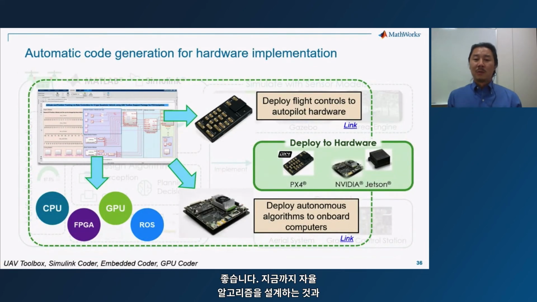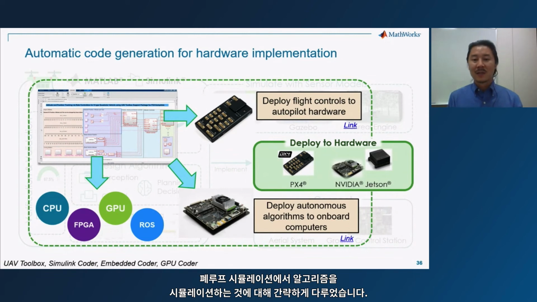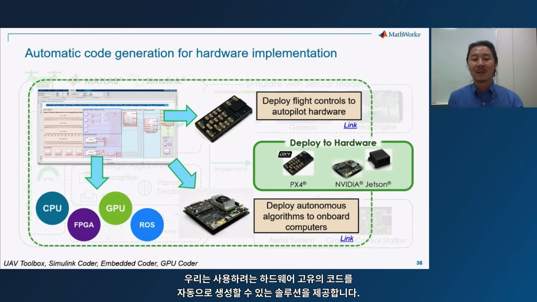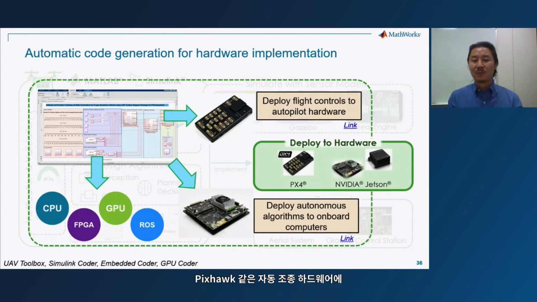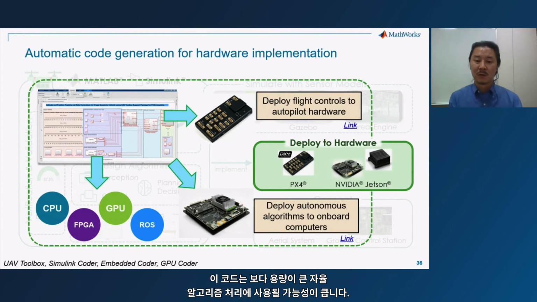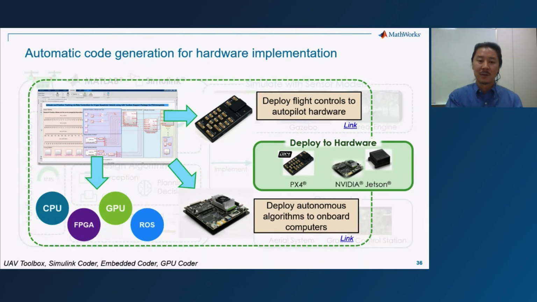All right, very briefly, we did cover designing autonomous algorithms as well as simulating them in closed loop simulations. The next step would be to deploy to hardware. Again, you want to move from virtual to real environments, and we provide solutions for automatically generating code specific to the hardware that will be used. You could generate C code for deploying your flight control algorithms to autopilot hardware, such as the Pixhawk. We could also generate CUDA code for deployment onto NVIDIA Jetson GPUs, which most likely will be used for some of the heavier autonomous algorithm processing. Right? So again, automatic code generation is also available.